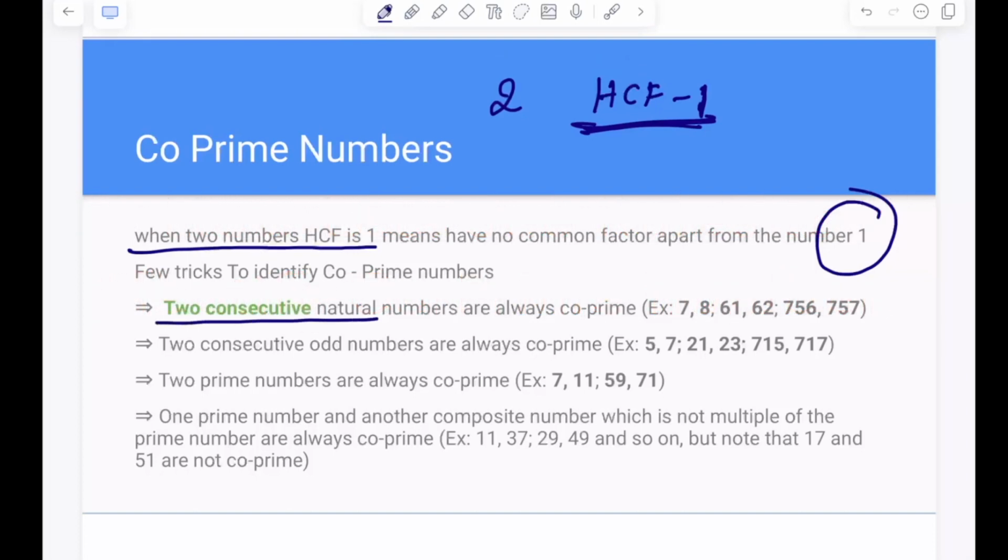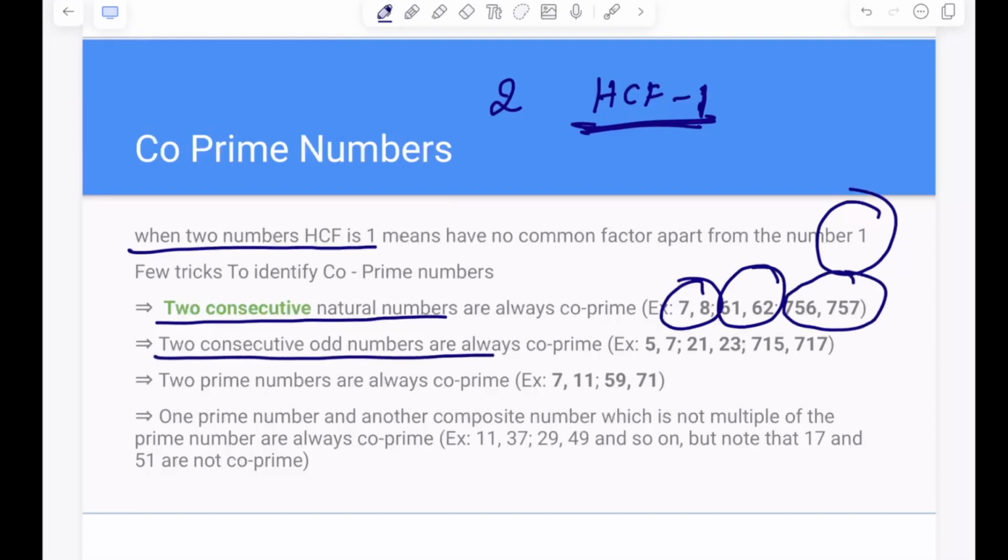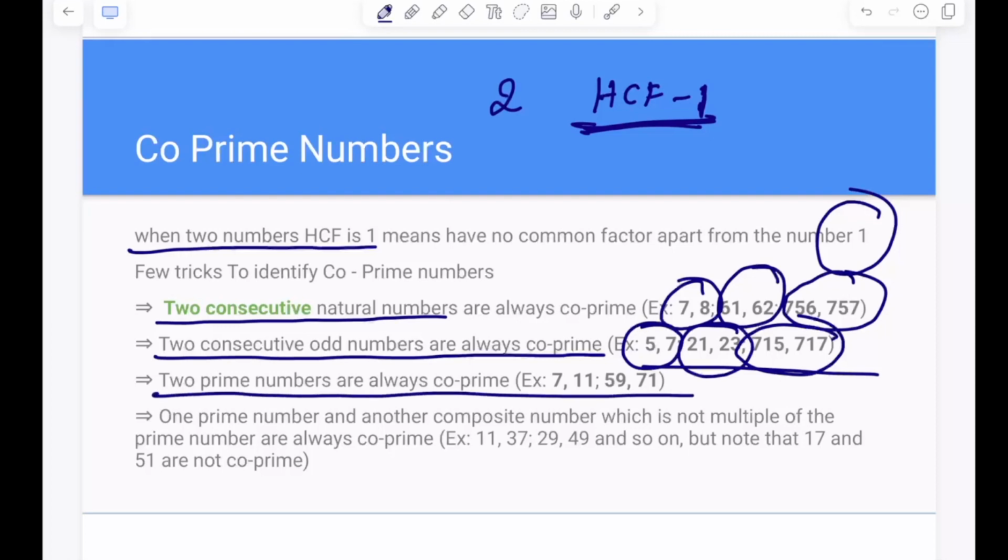Two consecutive natural numbers are always co-prime numbers, be it 7, 8 are co-prime numbers, 61, 62 co-prime numbers, 756, 757 co-prime numbers. Two consecutive odd numbers are always co-prime, 5, 7, 21, 23, 715, 717. These all are co-prime numbers. Of course, two prime numbers are always co-prime numbers. And one prime number and the next number which is not a multiple of that prime number will be co-prime numbers.